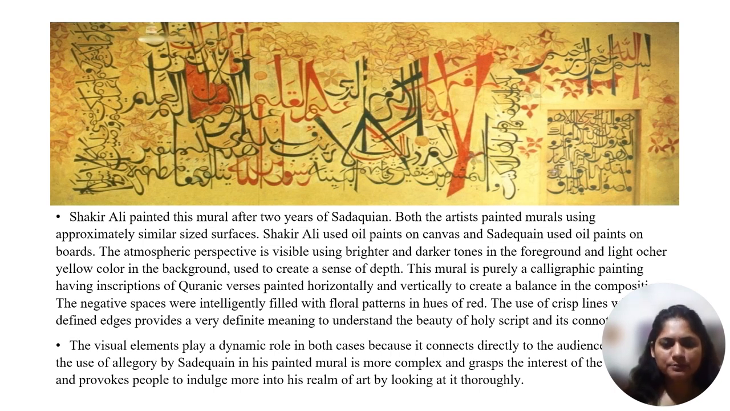The use of crisp lines with defined edges, as you can see in the picture as well, gives a very definite meaning to understand the beauty of the Holy Script and its connotation. The visual elements play a dynamic role in both the cases, and it connects directly to the audience. Although the use of allegory by Sadakan in his painted mural is more complex and grasps the interest of the audience and provokes people to indulge more into his realm of art by looking at it thoroughly.